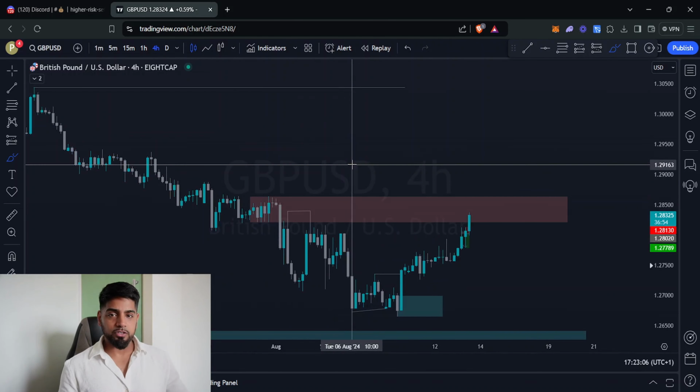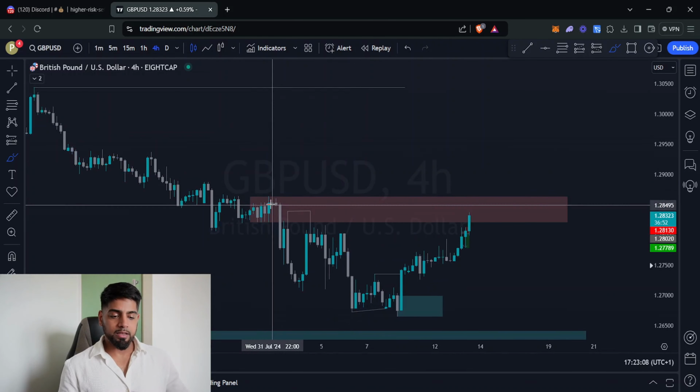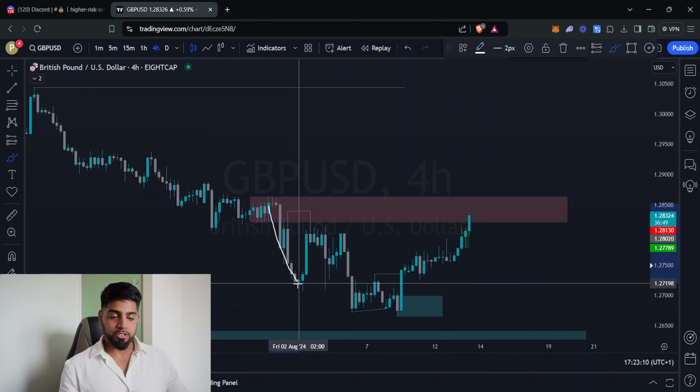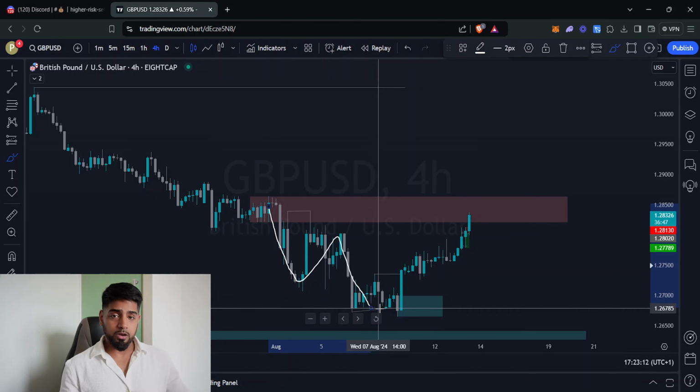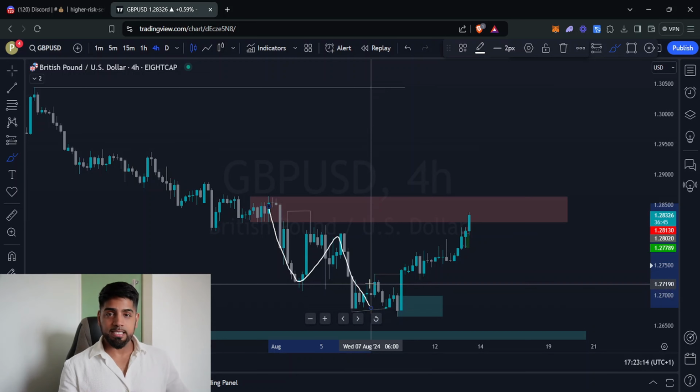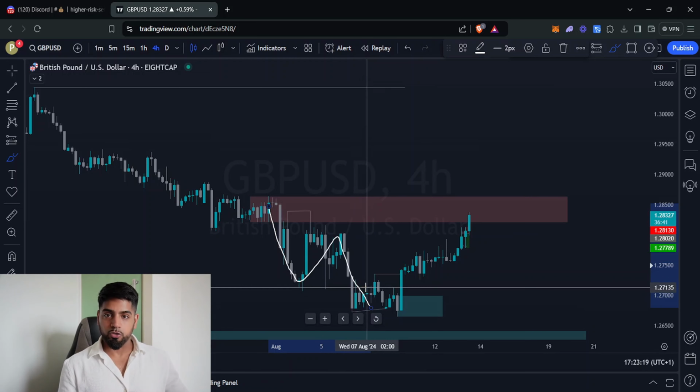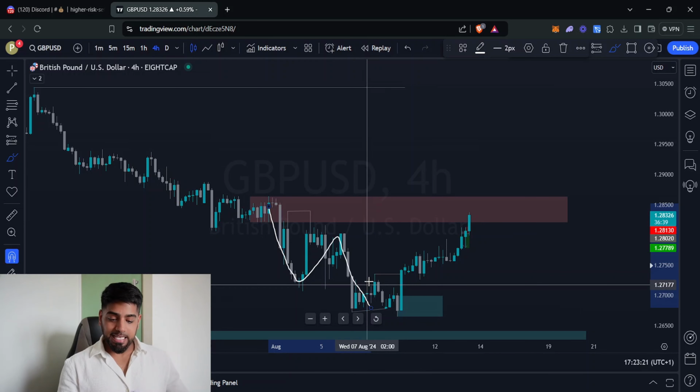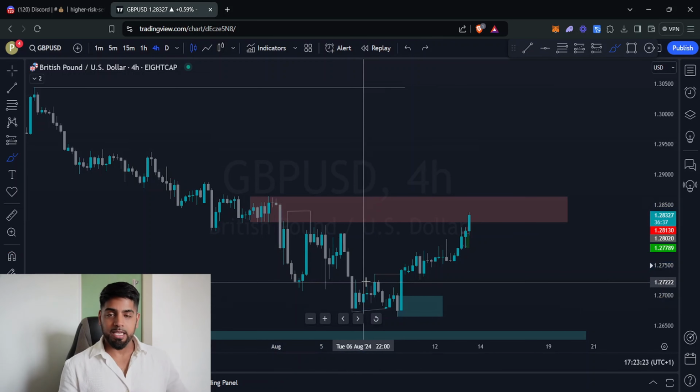However, it's a little bit of a different story when we go down to the 4 hourly, because the 4 hourly is giving us a series of lower highs and lower lows. Therefore, if we just base our trading analysis off of the 4 hourly, then we should only be looking for shorting positions. So this is a key reason as to why we ended up taking a short position, and it is kind of mixing a multitude of different strategies together to make a whole big strategy in itself.